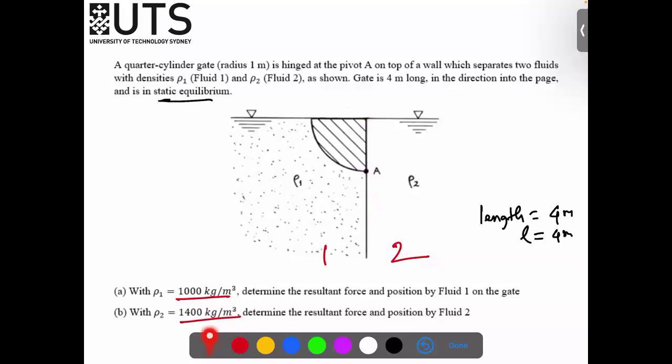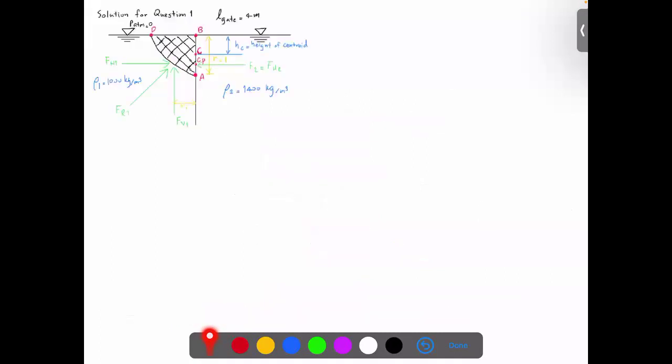For the first question, for the first fluid, we need to determine the resultant force and position by fluid 1 on the gate. So what is the resultant force and what is the position of the force actually acting on the gate? So we'll solve this question.